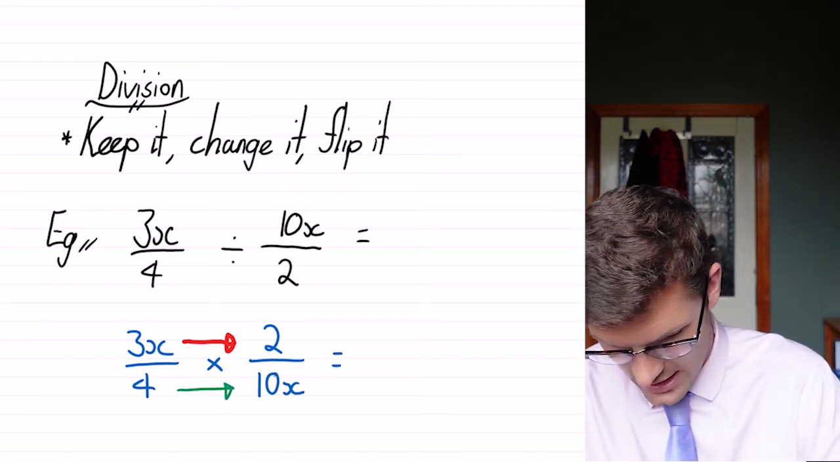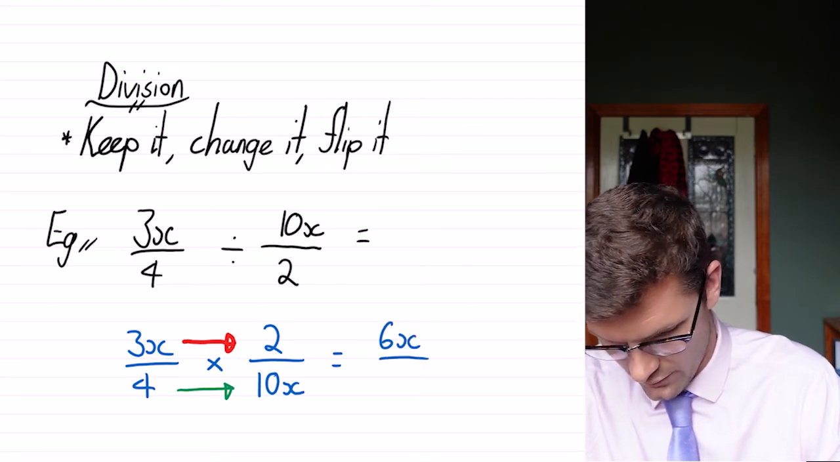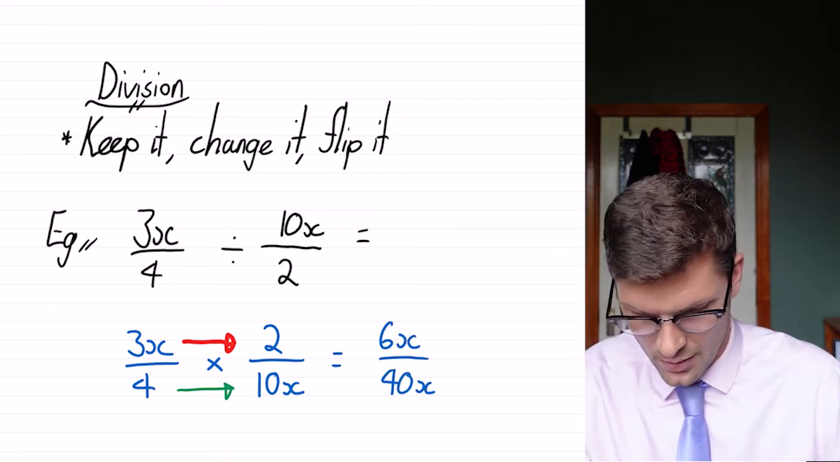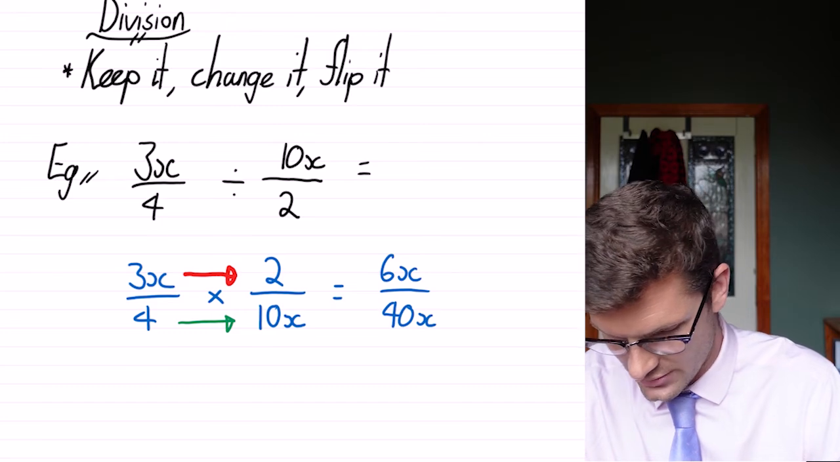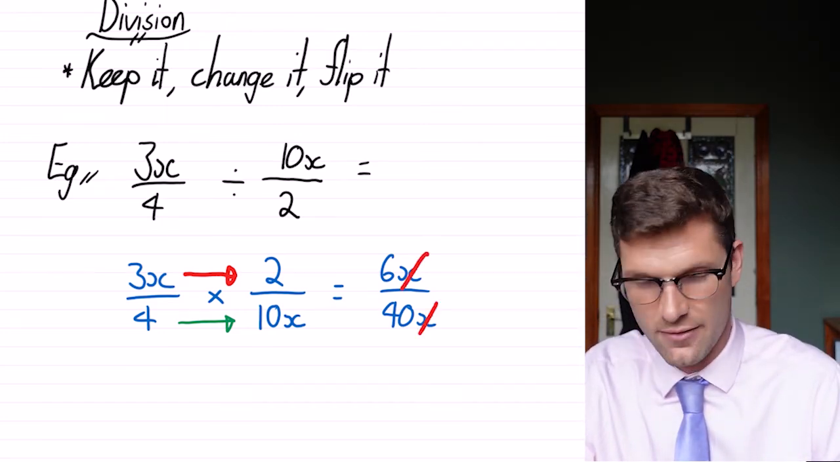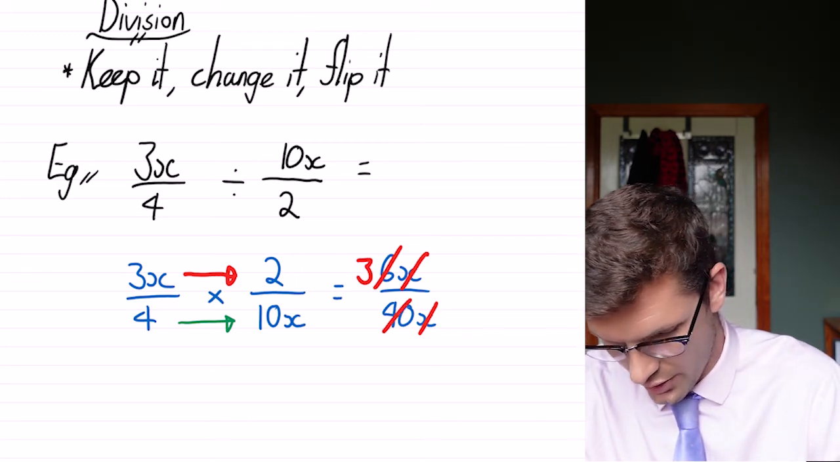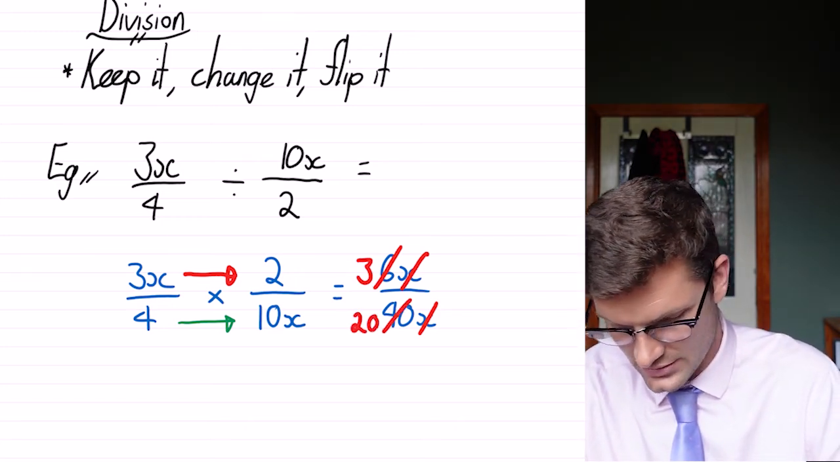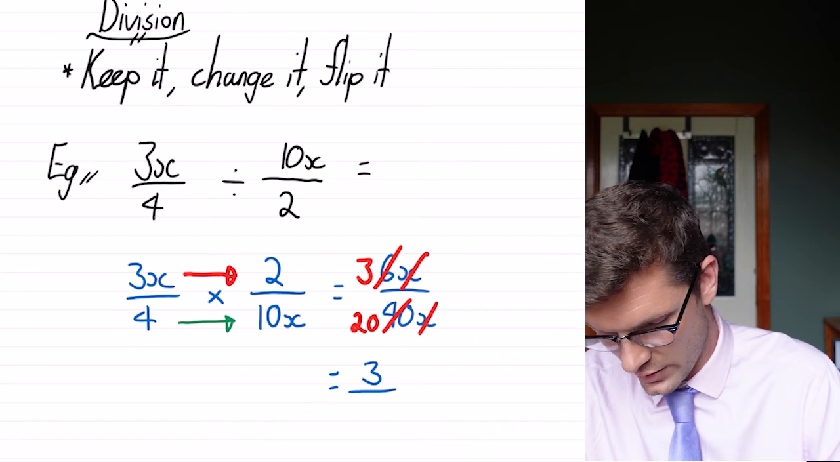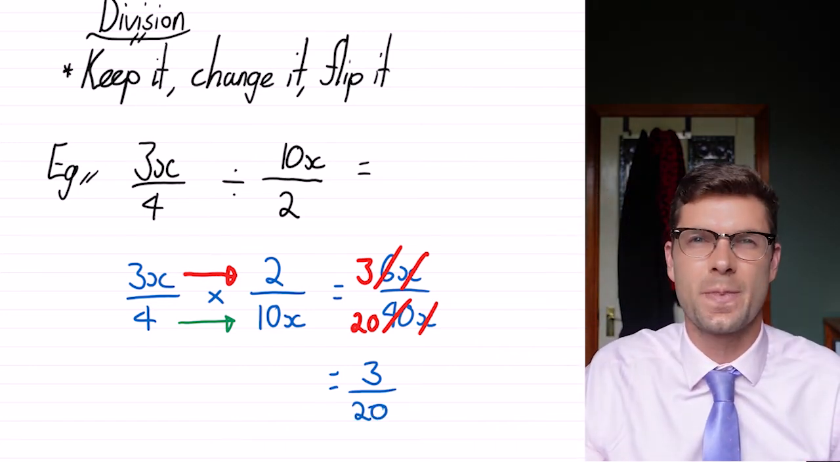So this becomes 6x over 40x. Because there's an x on top and bottom, I can cancel those out. And 6 and 40 are both even, so I'm going to take a 2 out of both of these. So the final answer is 3/20. Nothing else we can do.